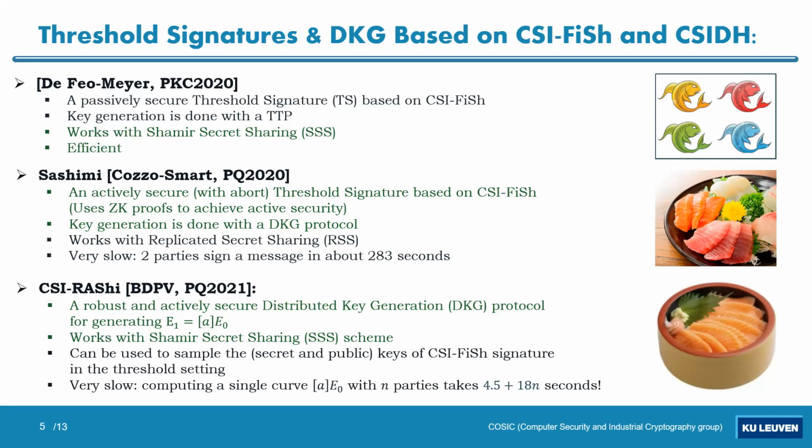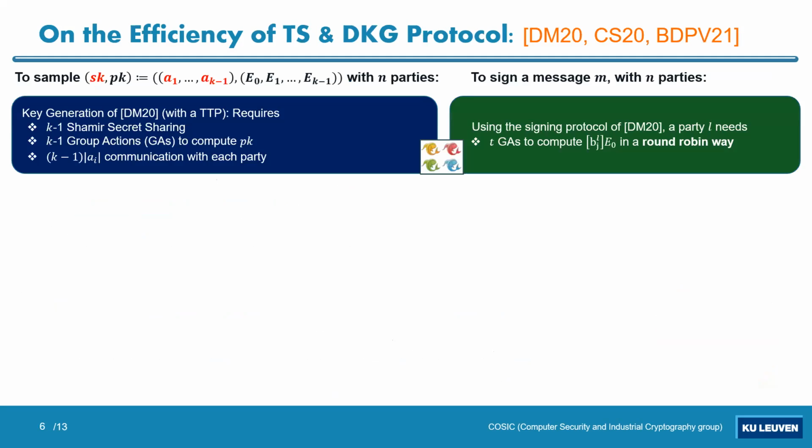For example, based on some estimation in Sashimi, two parties can sign a message in 283 seconds, almost 5 minutes. And Sirashi says that for generating just one key, you need 4.5 plus 18n, where n is the number of parties. So basically 40 seconds for just one key. If you have 1,000 of these keys, as we have in practice, you have to spend 40 times 1,000 seconds. So these three protocols are threshold signatures and distributed key generation based on CSI-FiSh.